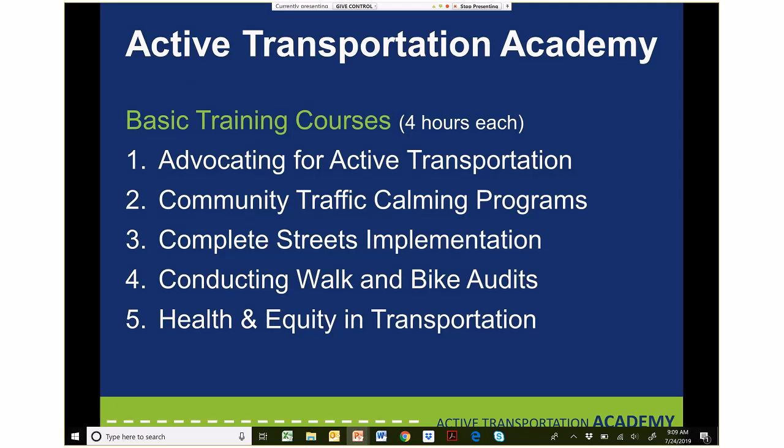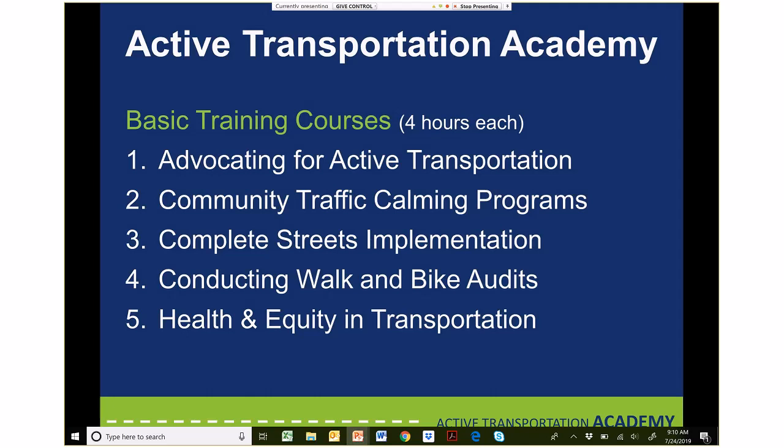We have a hands-on conducting walk and bike audits course, which actually includes a mock walk audit, which is pretty fun, where we get out on the street in your community and practice how to lead a walk or bike audit so that you can then replicate that for your own projects.